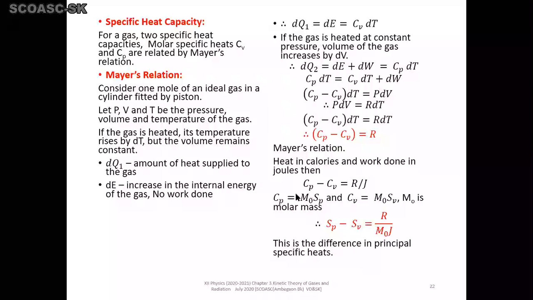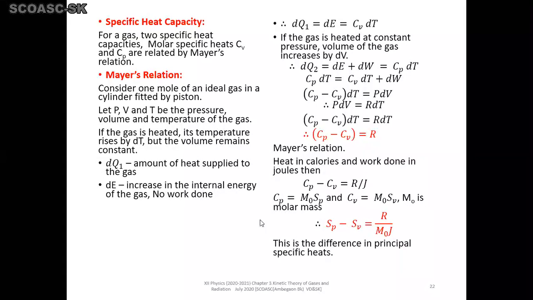Always remember your Cp is going to be greater than Cv, because when the heat is supplied at constant pressure, work is also done and internal energy is increased. And when we are doing it at constant volume, only internal energy is increased. The work is not done. So naturally Cp is greater than Cv. Okay, now this is the expression.